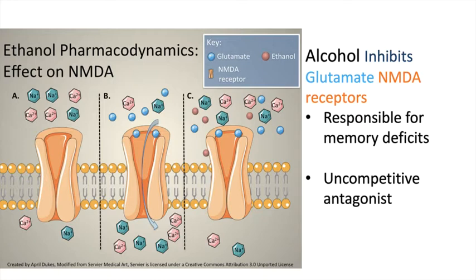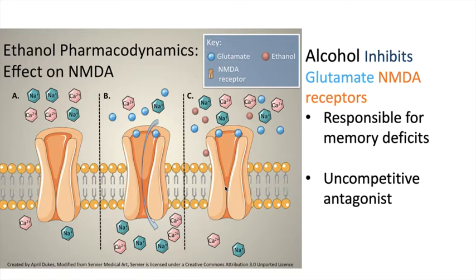Alcohol also inhibits glutamate NMDA receptors. So it's known to bind within the transmembrane domain of the receptor. So that means it's going to be in this section of the phospholipid bilayer. So the most likely explanation for that is that it's an uncompetitive antagonist, similar to PCP, in that it's going to sit within the NMDA receptor and block it from working. This seems to be responsible for the memory deficits.